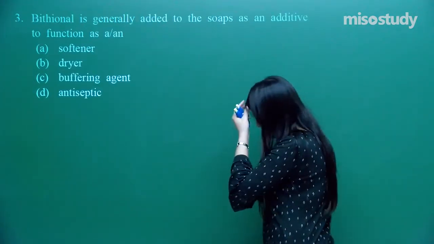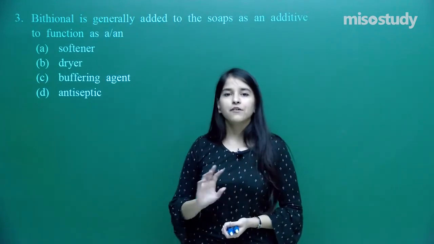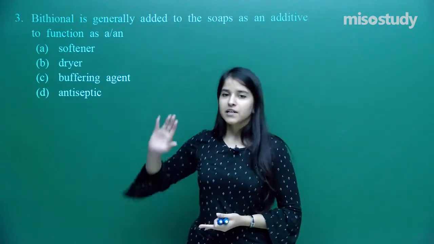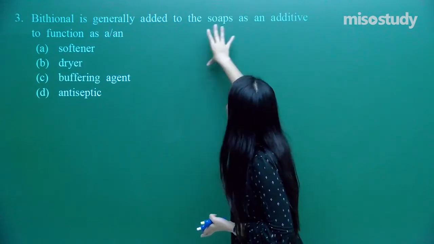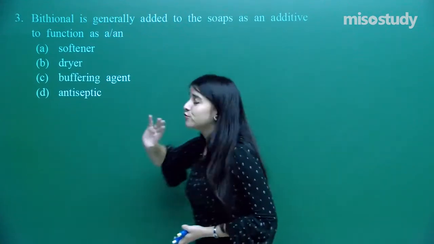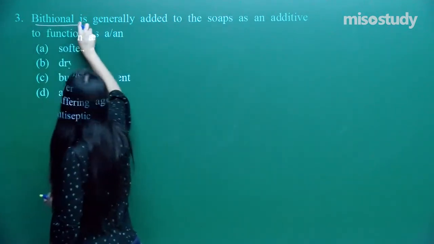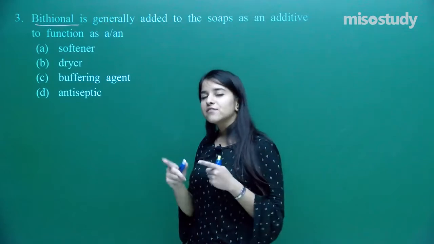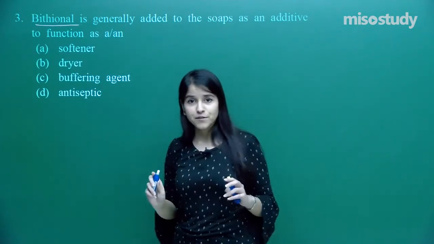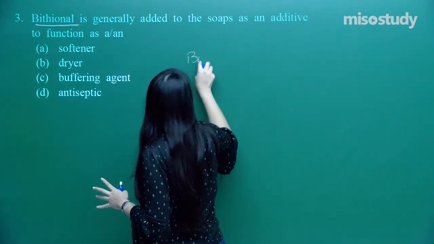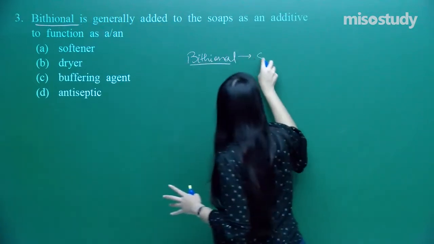I hope it's an interesting kind of question here. It's actually a type of quiz. Here you do not have to perform any kind of mechanisms. You just need to have a proper knowledge. So bithionol is generally added to soaps as an additive to function as a. What is bithionol first of all? If you remember, we have done this bithionol as an antiseptic. So bithionol is actually added in soaps.